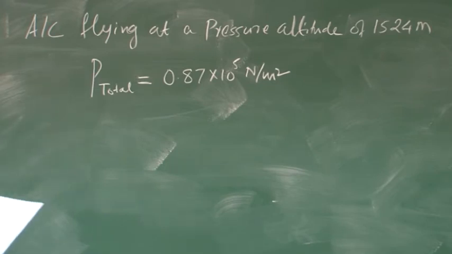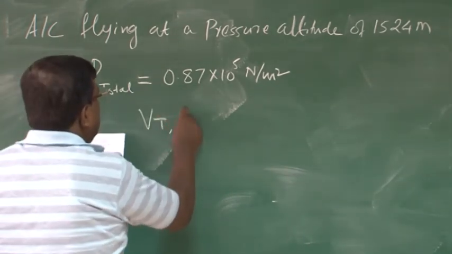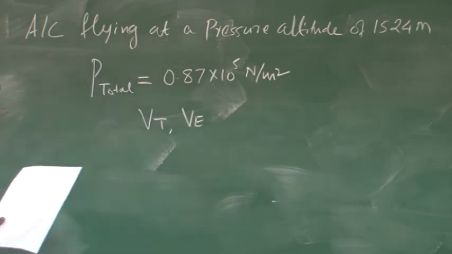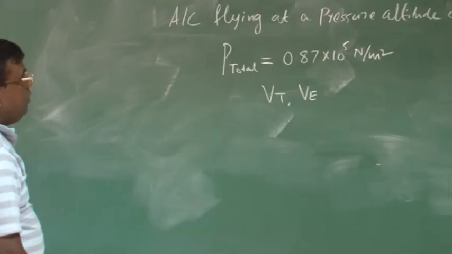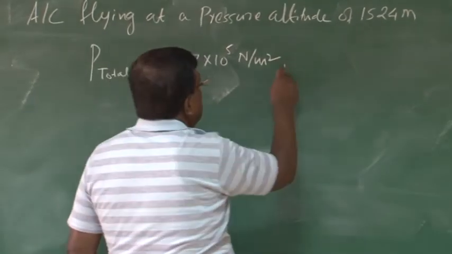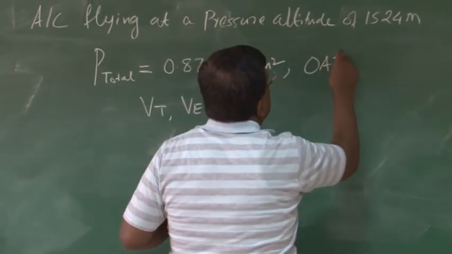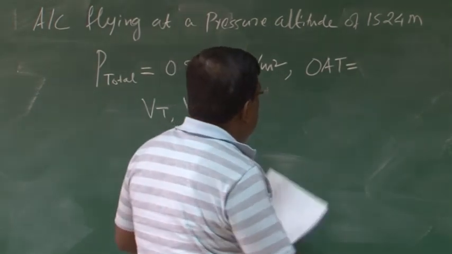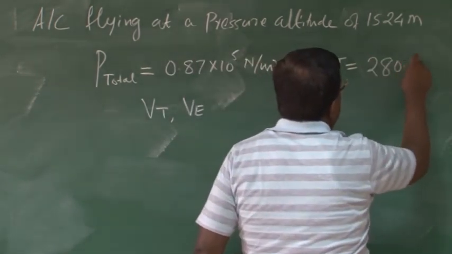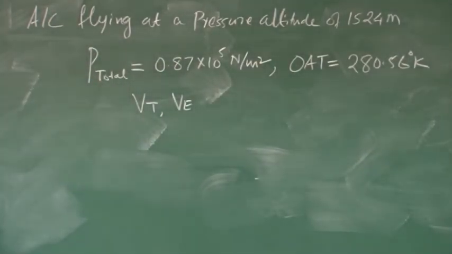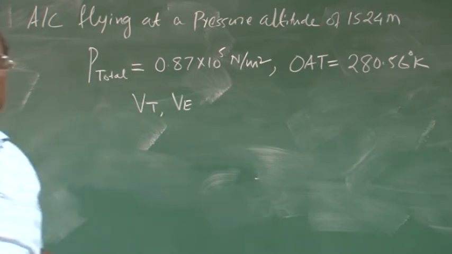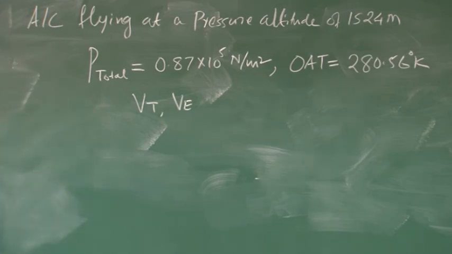Calculate V true and V equivalent. Okay? You could see that it needs one more piece of information. Let us also add that the outside air temperature, measured through independent measurement, was 280.56 degree Kelvin. Now the question is, calculate true airspeed and equivalent airspeed. This example will give you a feel for numbers. That is the purpose why we are solving this example.